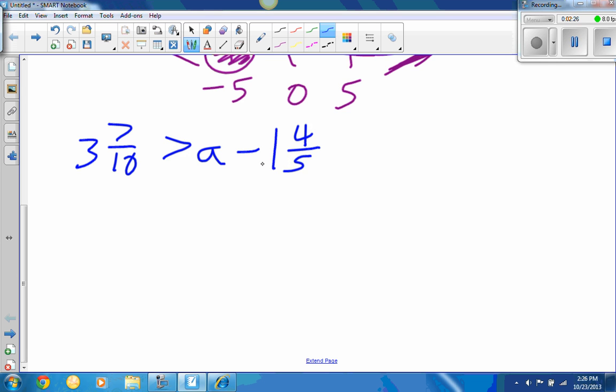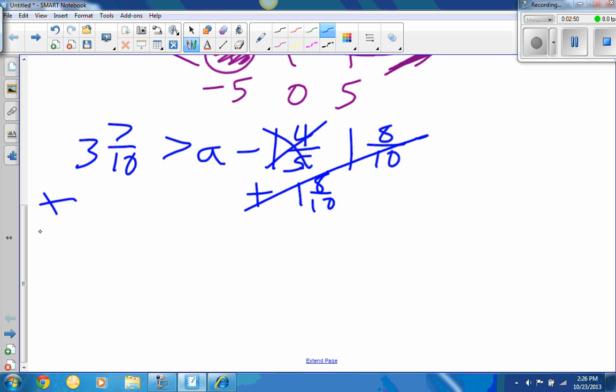When I add and subtract fractions, I have to have common denominators. So I need to change it, right? So I'm going to do that right away. I'm going to change it to 1, and 5 goes into 10 twice. 2 times 4 is 8. Okay. So how do I get rid of a minus 1 and 8 tenths? I'm going to do the opposite. So I'm going to plus 1 and 8 tenths. Gets rid of it. Then I need to come over here and do the exact same thing.